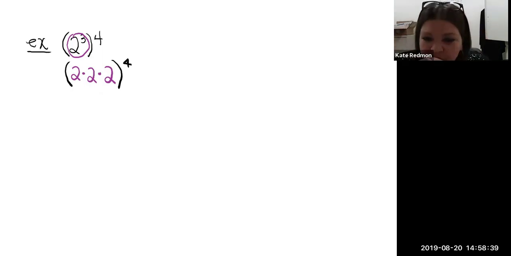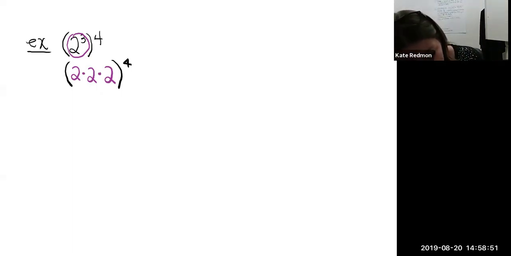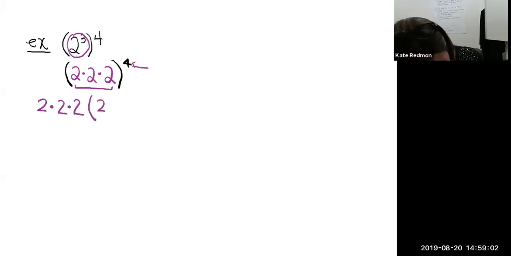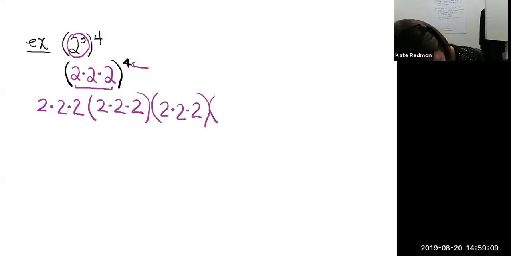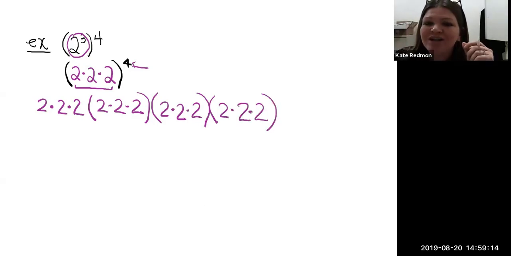Now I'm going to do one more rewrite. I have another exponent to deal with. What does it mean if I'm going to write something to the 4th power? It means I'm going to take that whole thing and multiply it by itself 4 times. I'm going to write 2 times 2 times 2, and then multiply that by 2 times 2 times 2, which I'm going to multiply by 2 times 2 times 2. That's a 3rd time, and now here's a 4th time. I have written 2 times 2 times 2 4 times.